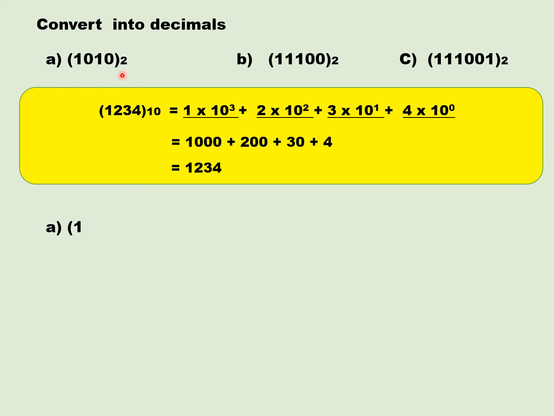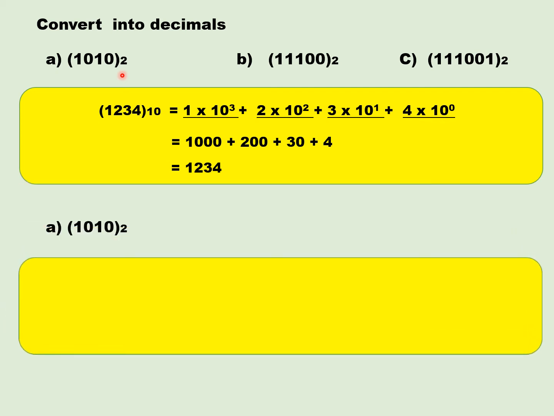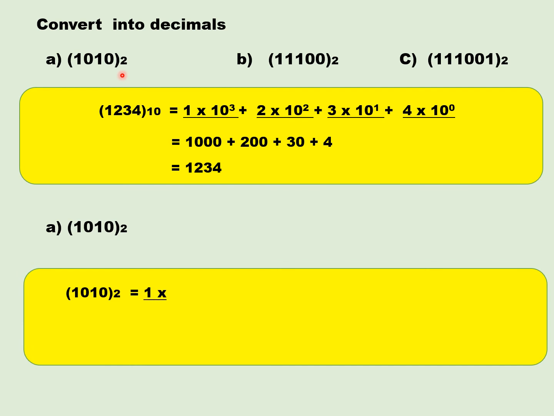See how we do that. This is our question, first question, 1010 to the base 2. Now how we are going to convert this? You see, 1010 to the base 2 equals 1 into 2 raised to 3 plus 0 into 2 raised to 2 plus 1 into 2 raised to 1 plus 0 into 2 raised to 0. See how this has come.